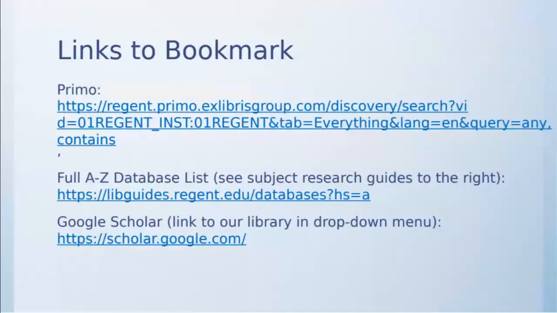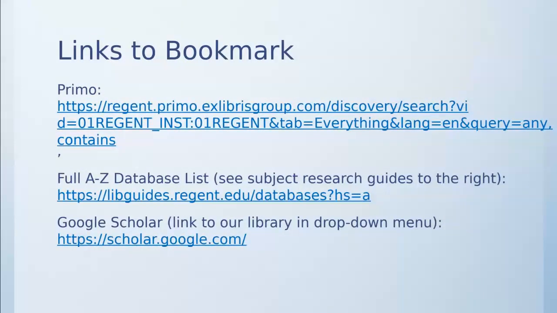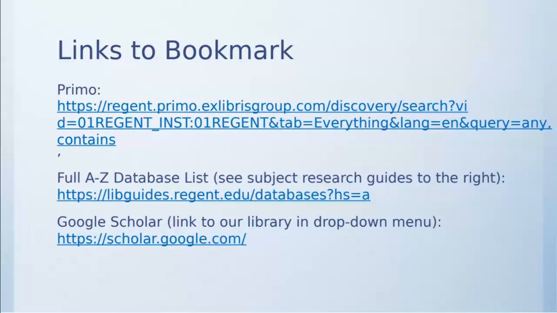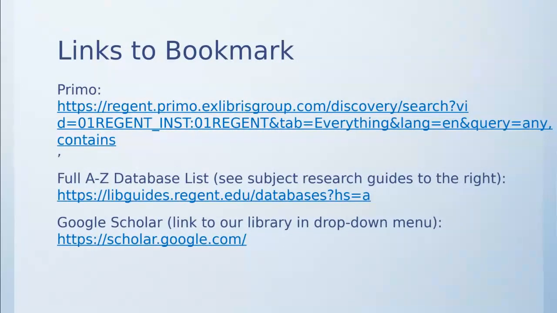And these are the three things I'm going to show you: Primo, the full A to Z database list, and Google Scholar, which are three great places to do research. Google Scholar is obviously not part of the library, but you can link it to the library and it will search our collection. So it will search sources that you already have paid access to as a student.